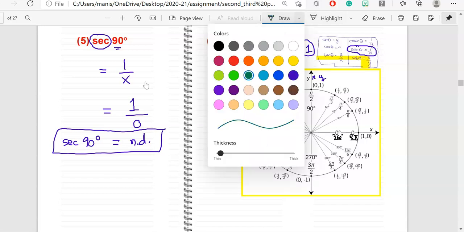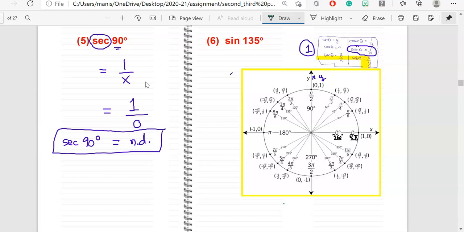Let's find the value of sine of 135. Step number 1, the first thing is sine. So check sine, and this is the value which we will be using. Sine theta is what? Y. Second step, I want you to look for 135 degrees in the unit circle. We can do it: 0, 30, 45, 60, 90. Okay, this is 135 over here.